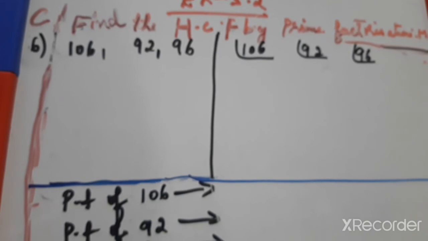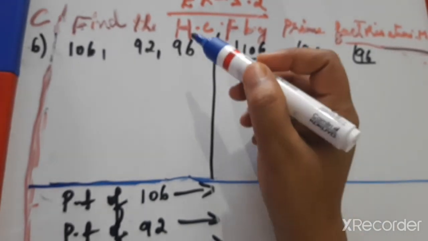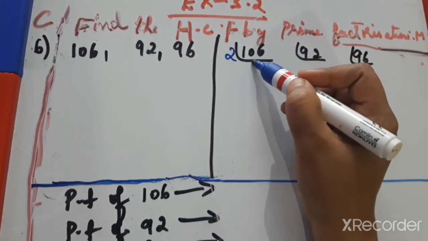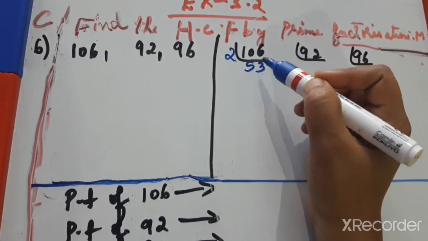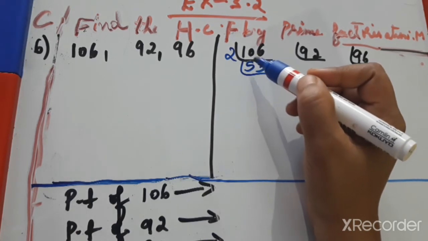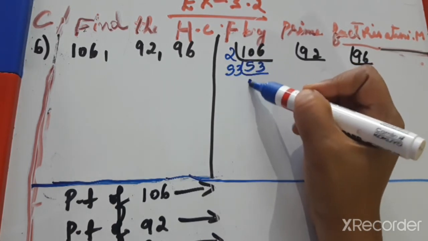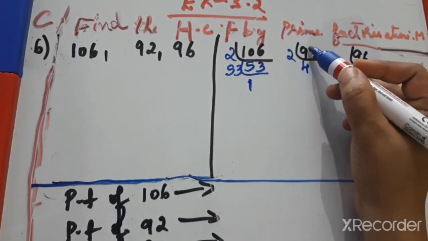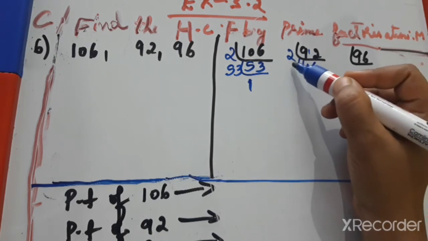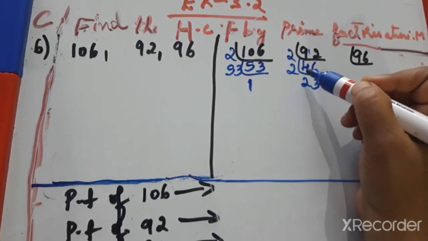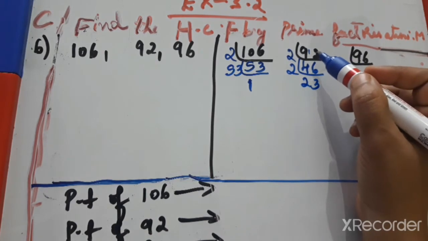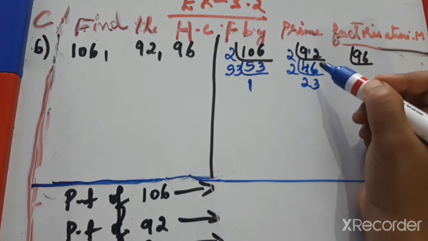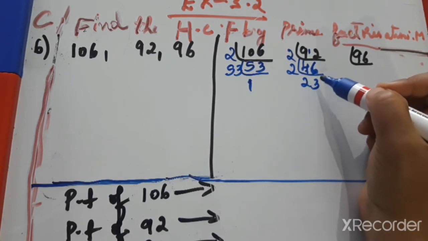Next is the sixth question: 106, 192, 196. Now we have to divide it. The last number is 6, so it will multiply with 2: 2 ones are 2, 2 fives are 10, 2 threes are 6. And 53 is a prime number; 53 ones are 53, not with other tables. For the next number, the last number is 2, so it will multiply with 2: 2 ones are 2, 2 fours are 8, 1 carry, 2 sixes are 12, then 2 twos are 4, 2 threes are 6, 23.